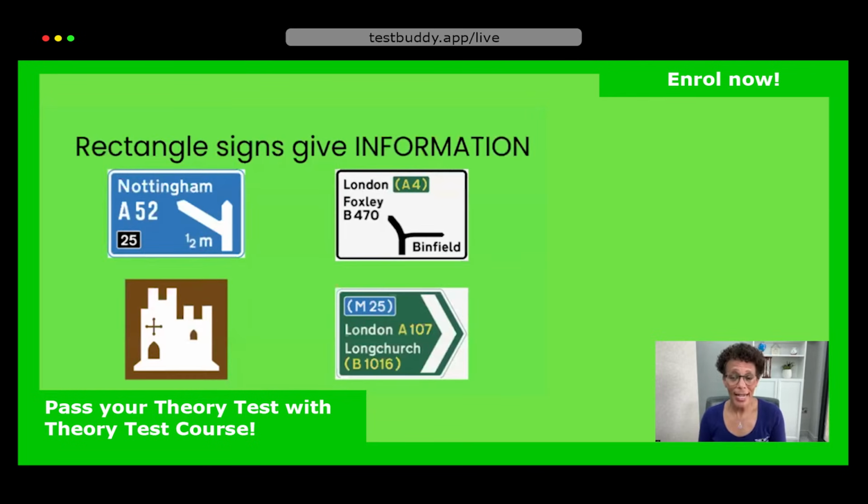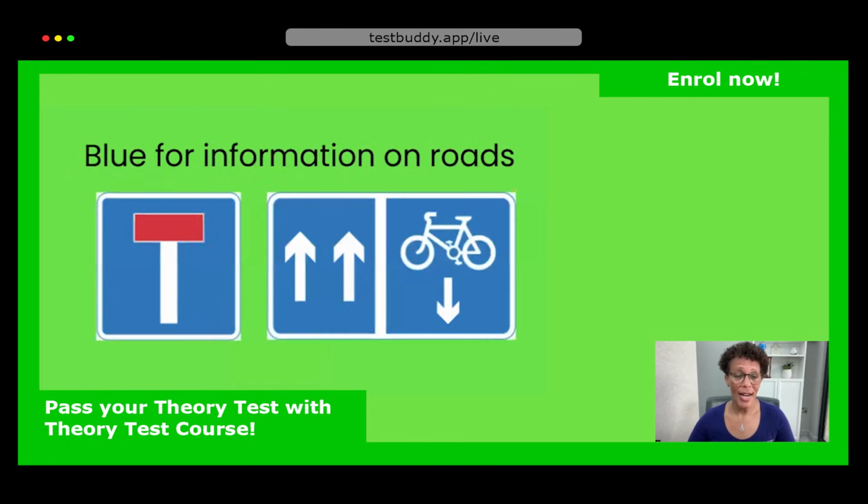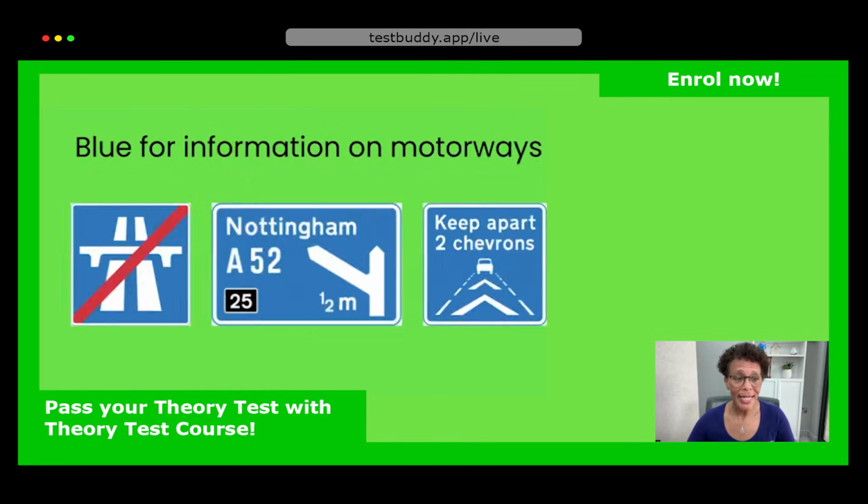Then we have rectangle-shaped signs. Rectangle signs give information. We have blue ones, white ones, green ones, brown ones. So let's talk about those one by one. First of all, blue rectangle signs give us information on our roads, and they give us information on our motorways. So please don't get mixed up.